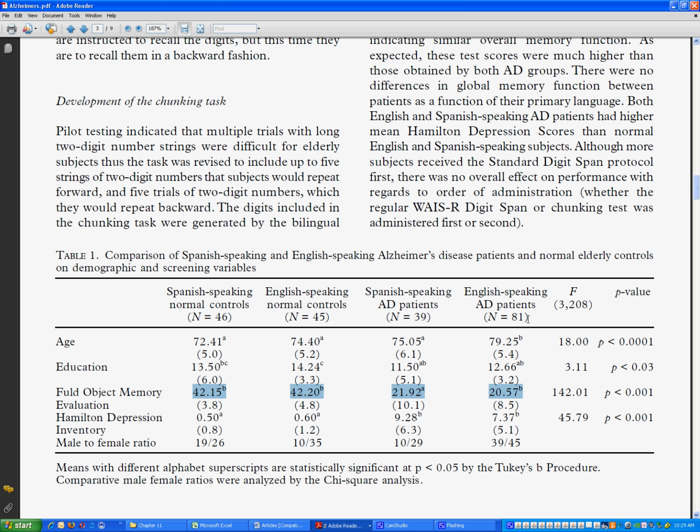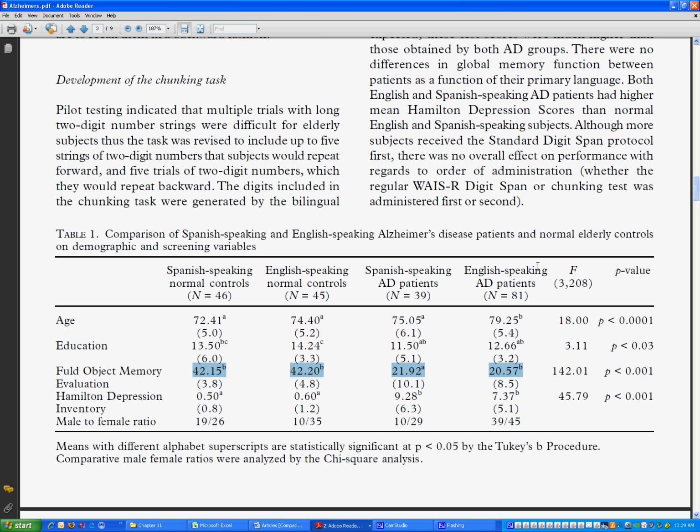But the reason I wanted to show you this article is that sometimes, well, not sometimes, but every time, you really need to look at what their table says and what it says in their paragraph, because sometimes a mistake will be made.